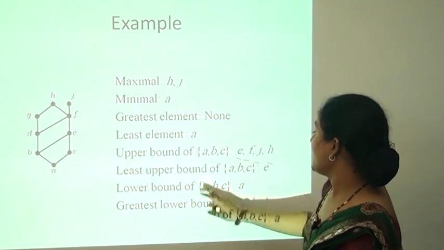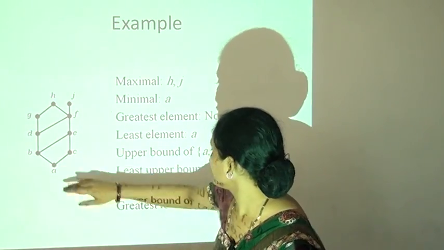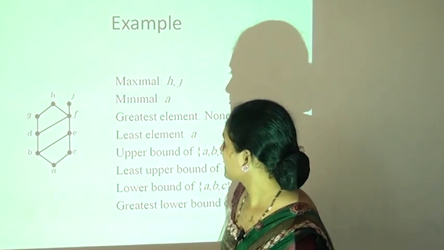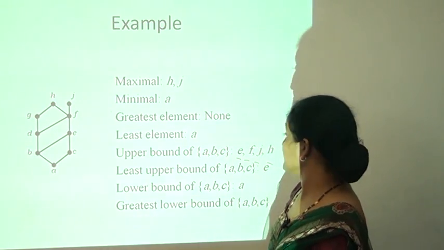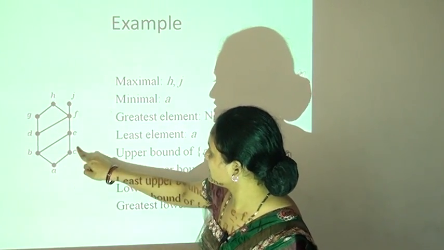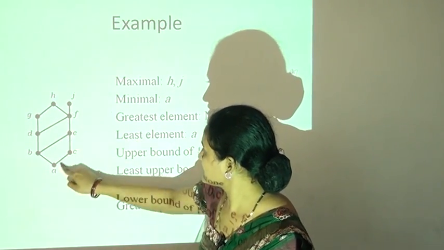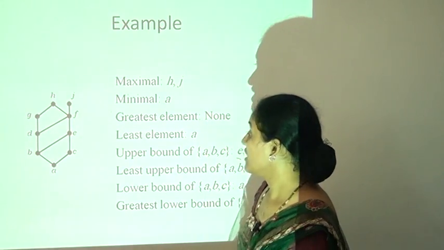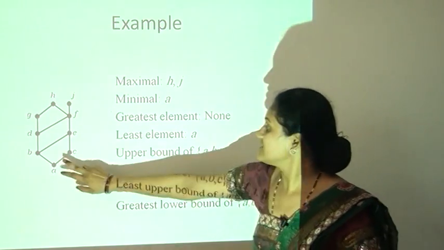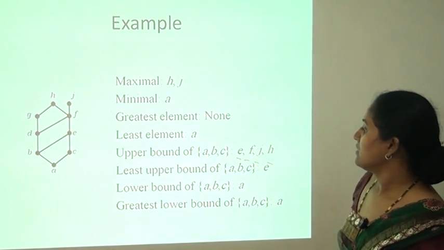Okay, upper bound of A, B, C. A, B, C are the three elements. So for these three, the upper bounds are E, F, J and H. For this closed region, E is the greatest one. For this closed region, F is the greatest one. For this region, J is the greatest one. And for this region, H is the one. So there are four elements for this A, B, C. This A, B, C covers all these points. So E, F, J, H are the upper bounds.